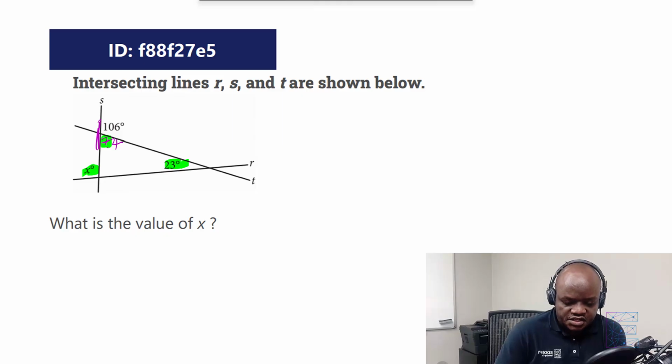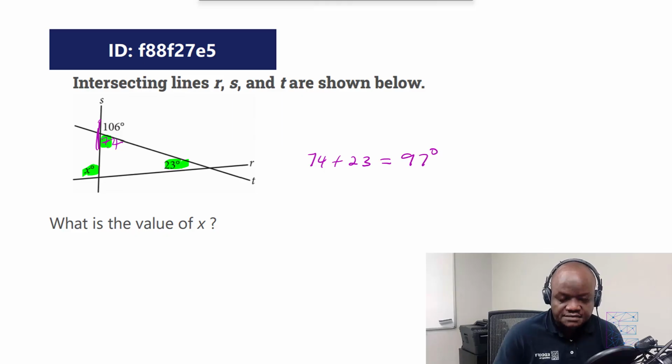So once again, using the exterior angle theorem, 74 plus 23 should give us the angle we want, and that's going to be 97 degrees. That's it. Simple as that.